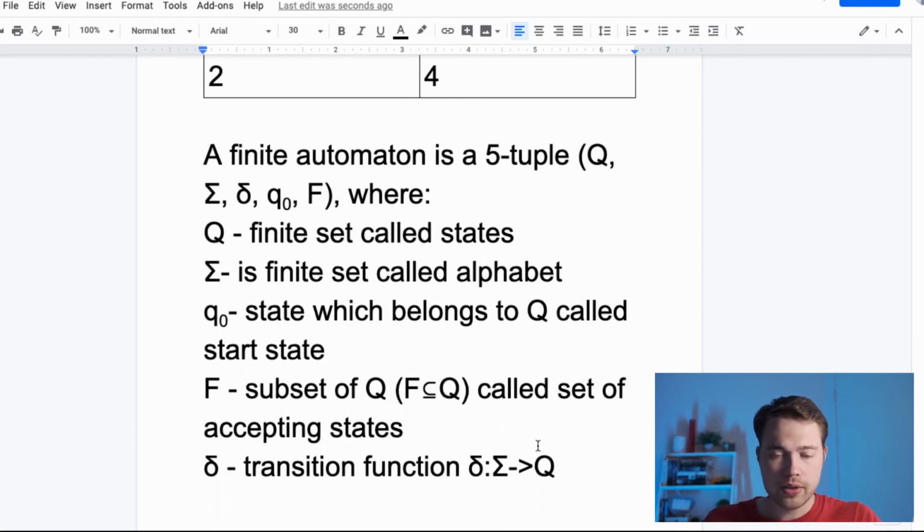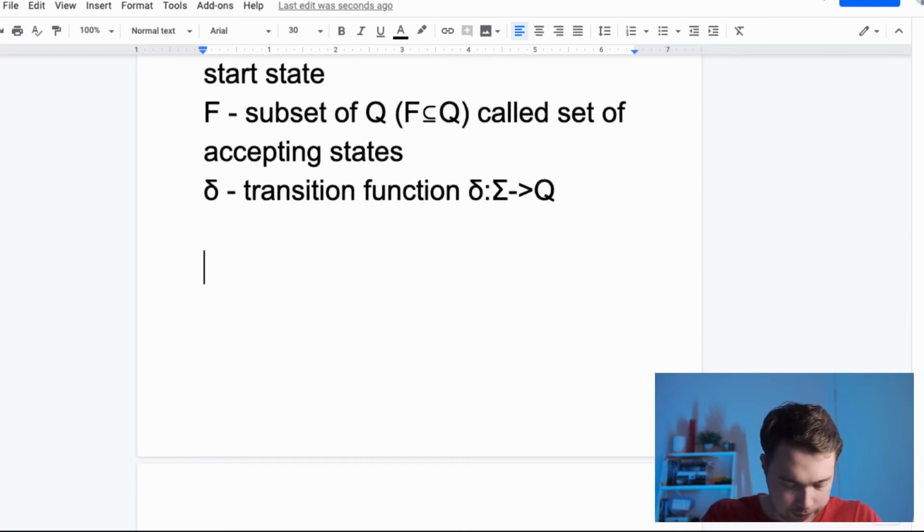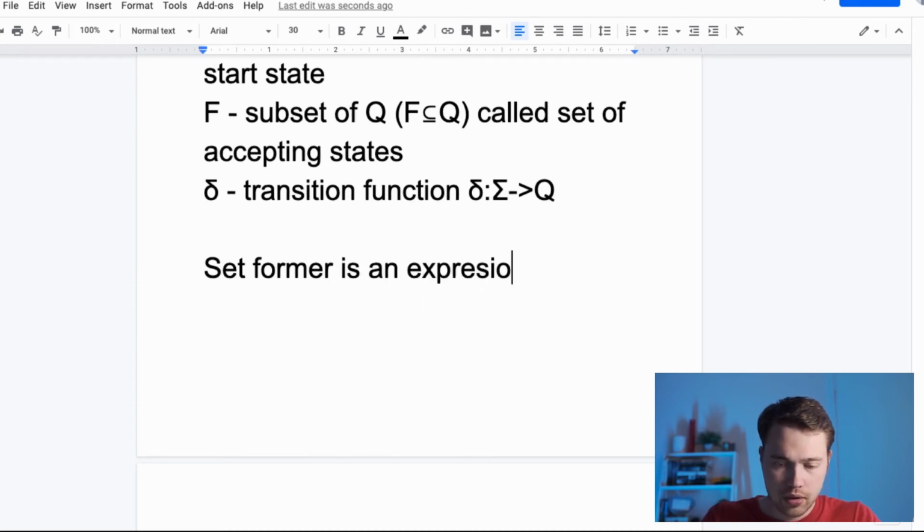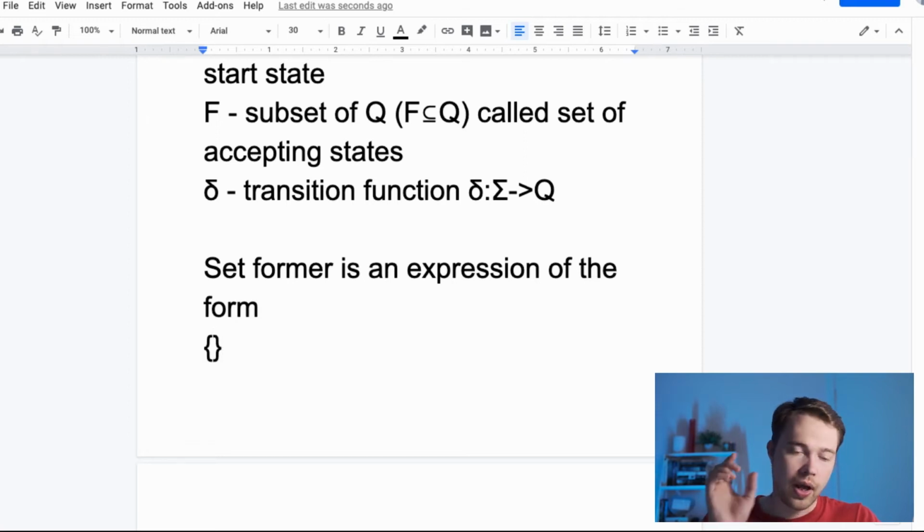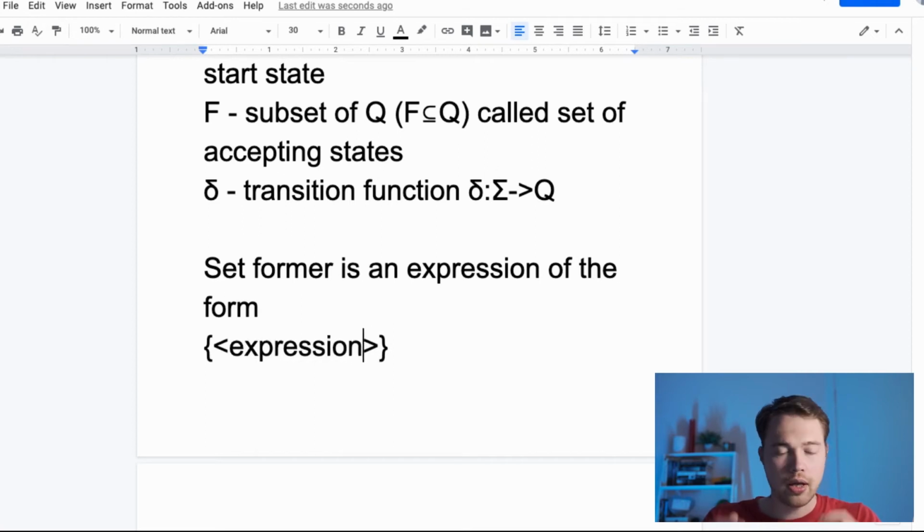Set formers. So how we describe sets in maths. Let's talk about that. A set former is an expression of the form. Okay, so here's what it looks like. You have braces, then you have some kind of expression. Those angular brackets mean you need to put your expression there, and then you have the vertical bar, which is usually read as such as, and then you have some kind of property.